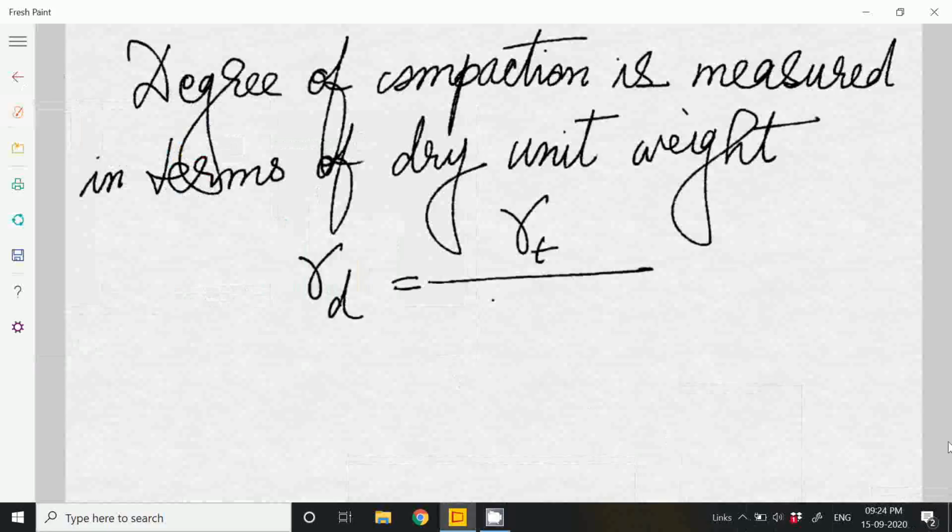Bulk unit weight divided by 1 plus moisture content. So this was the formula.